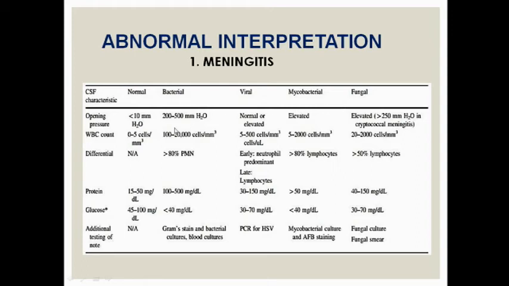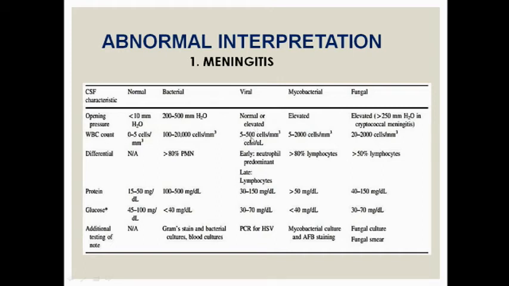Let us look into the table which is going to tell you about the different types of organisms causing the meningitis. In case of bacterial, when you measure the CSF pressure, it's going to be between 200 to 500, and the WBC count will be 100 to 20,000 cells per cubic millimeter. The differential count will tell you that greater than 80% of the cells are neutrophils, and the protein, look at the protein, it's going to be 100 to 500 milligram per deciliter. Glucose is going to be less than 40 milligram per deciliter, and additional testing to confirm the diagnosis of bacteria is gram staining and bacterial culture, which is going to be positive.